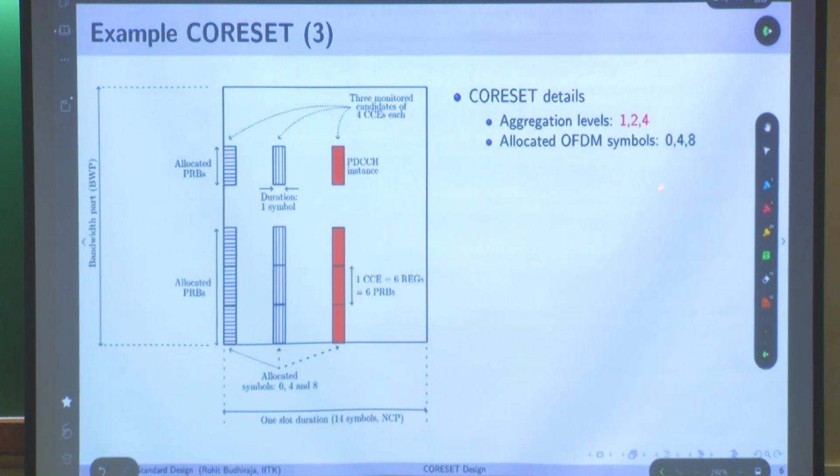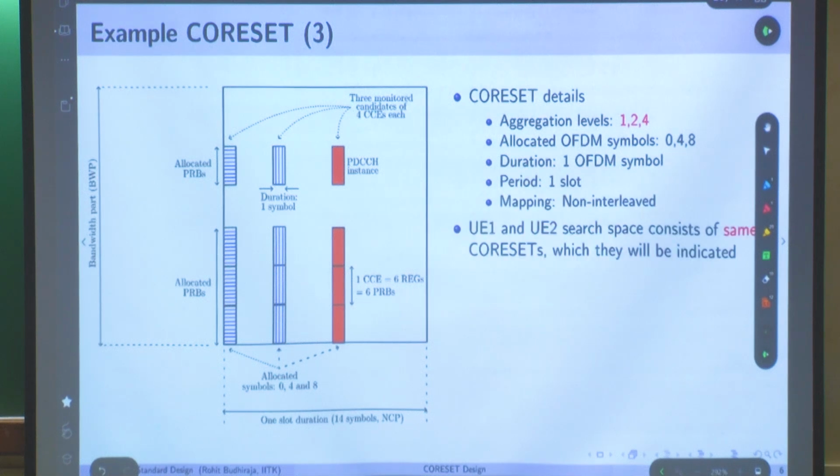Fine, okay. So the OFDM symbols which are allocated are 0, 4 and 8. In this case, same: OFDM symbol duration 1, period is 1 slot, non-interleaved mapping. So here I am taking two different examples. UE1 and UE2 search spaces consist of the same Coreset, which they will be indicated. I am taking two different UEs. So what am I saying here? That UE2 search space is also like this. Same search space. It can be defined like that.